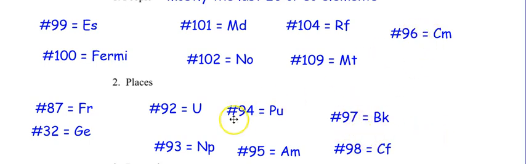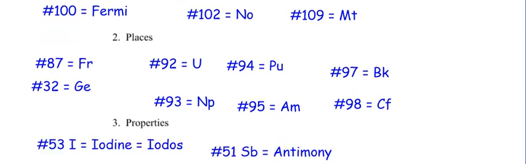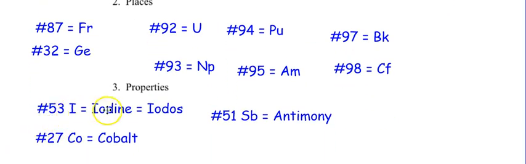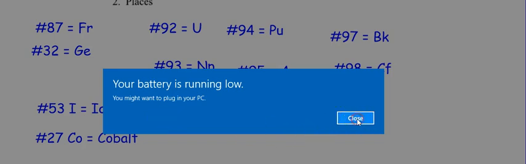I threw curium up here because it goes 92, 93, 94. Where did number 96 go? Oh, that was Marie Curie. And then there's properties. There's some great stories here. Number 53 is iodine, from the Greek iodos, which means purple.